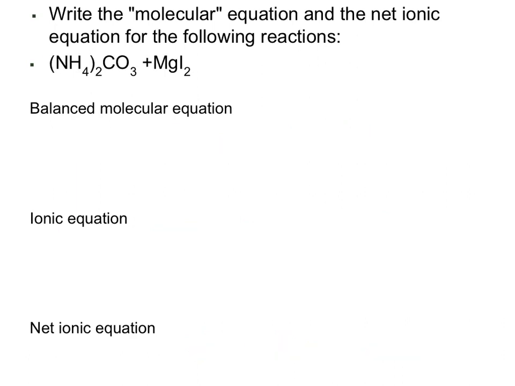Let's work through another example. Here, we're going to look at the reaction between ammonium carbonate and magnesium iodide. Our first step is to write out the full balanced molecular equation. So we start with our reactants, and we have to determine what our products are going to be.